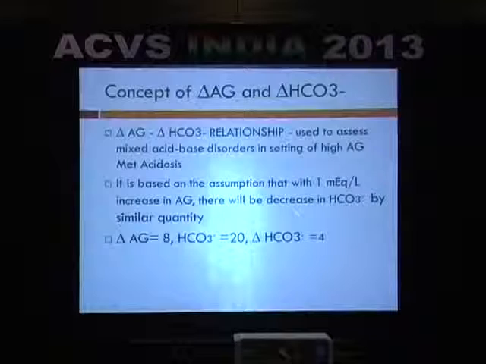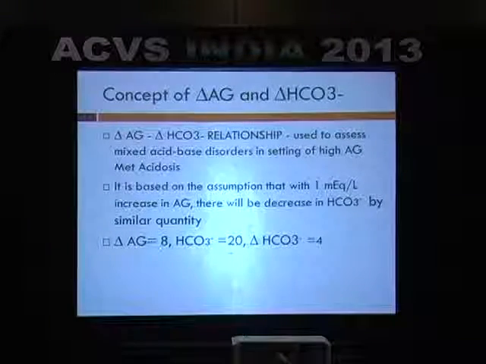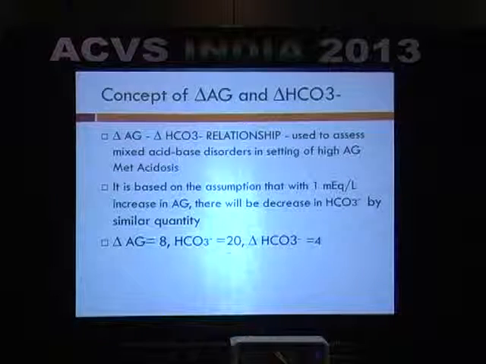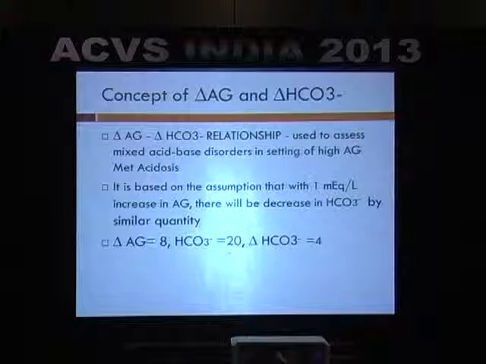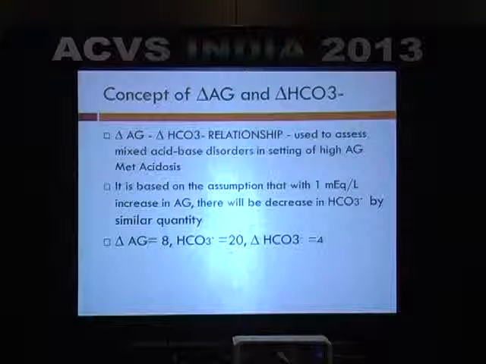So this was a patient who was having a delta anion gap of 18. Suppose his anion gap was 18 and he had a change of anion gap from 10 to 18. So the delta anion gap is 8. So we expect the bicarbonate to come down by at least 8 millimoles.